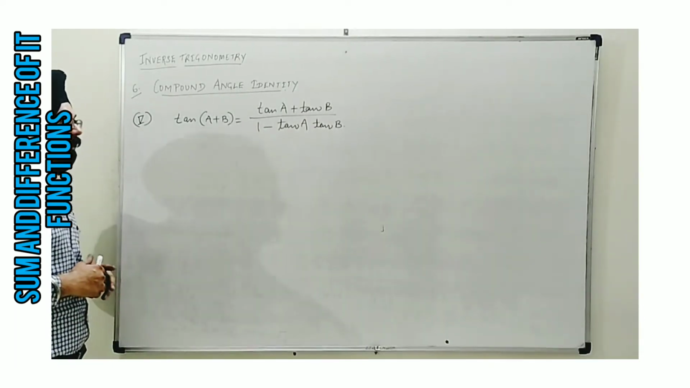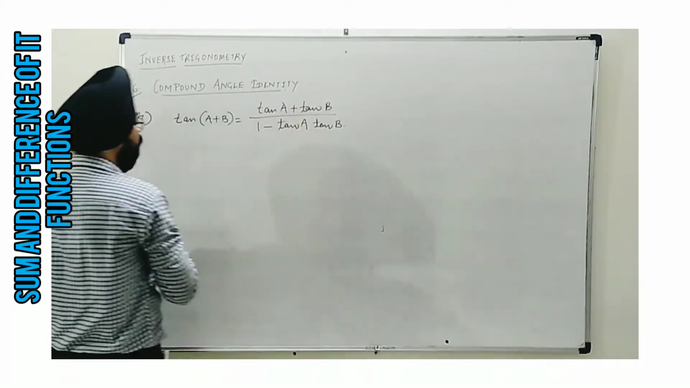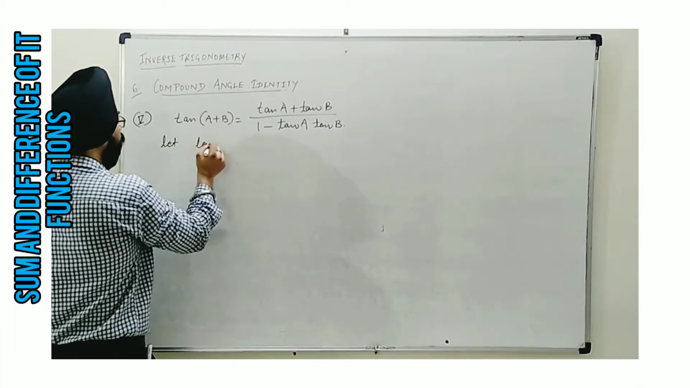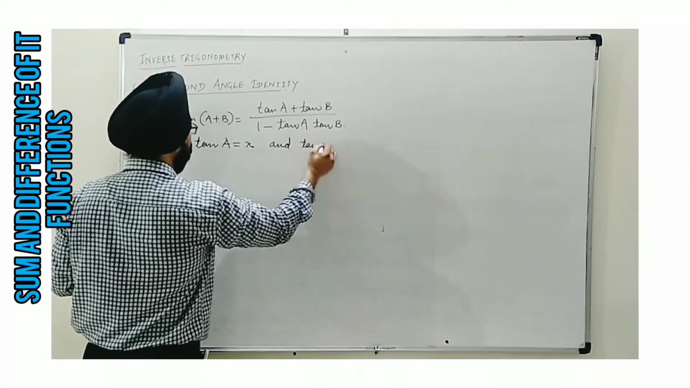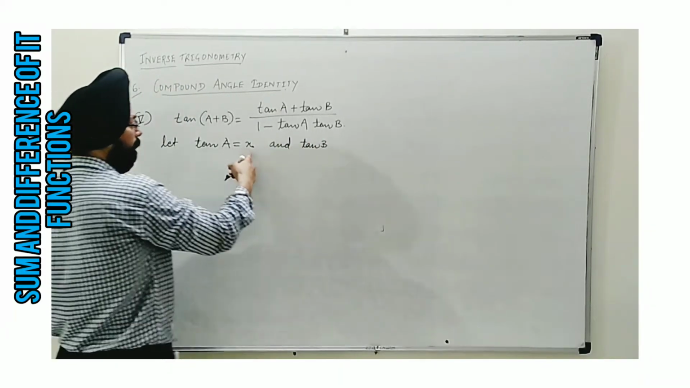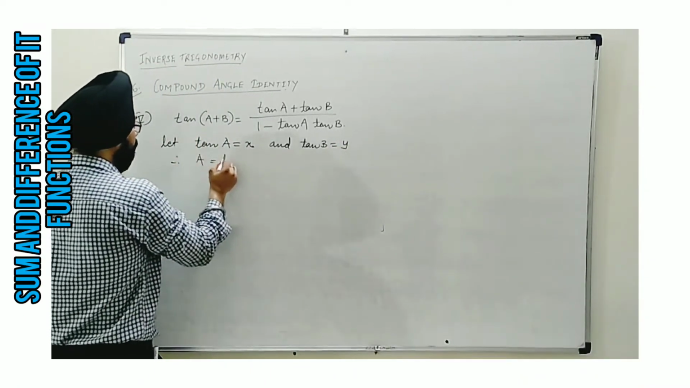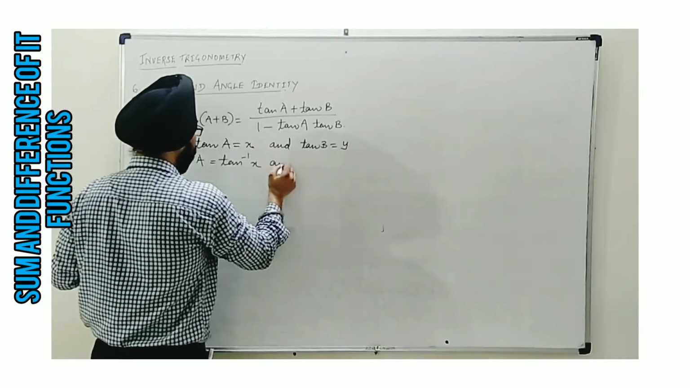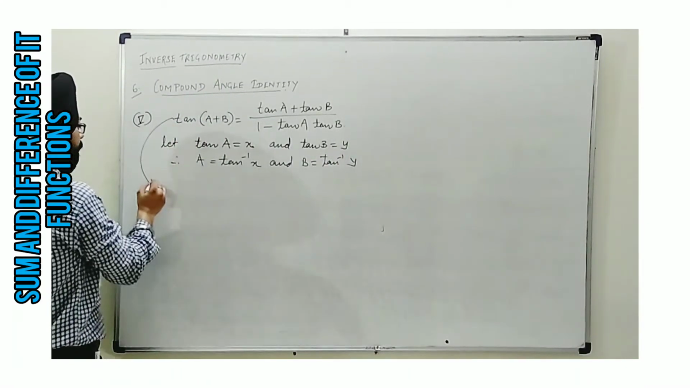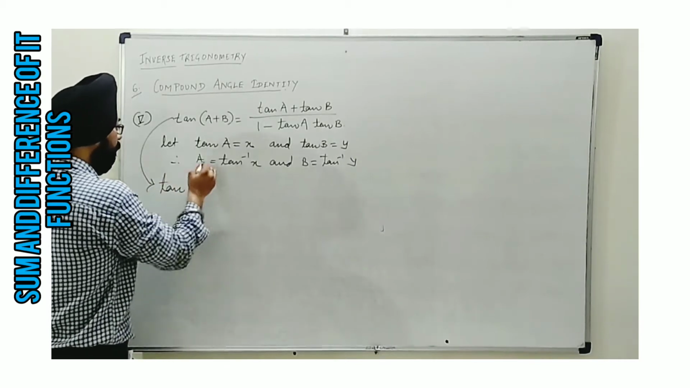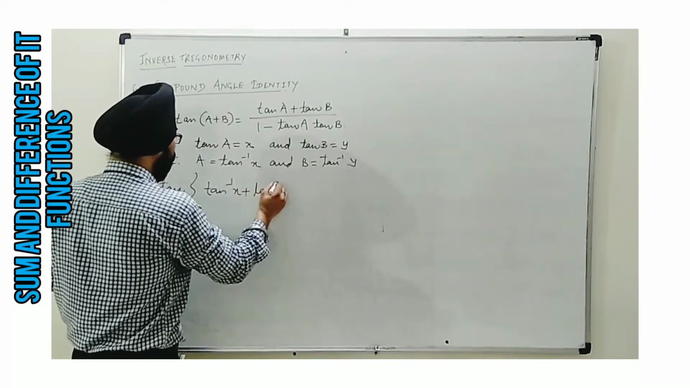By the way, here we need to convert this into inverse form. The right-hand side you can see is made up completely of tan a and tan b. So we will consider tan a to be a value. Let us consider tan a as x and tan b as y. Therefore, a can be written as tan inverse x and b as tan inverse y. So from the main identity, we replace tan a by tan inverse x, plus b as tan inverse y.